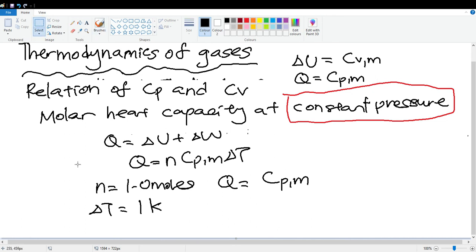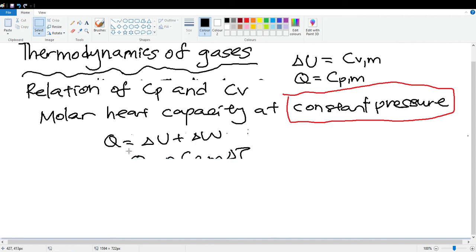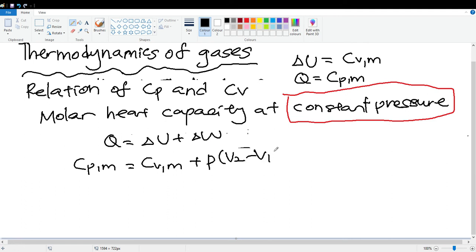Remember, we're still in the condition of constant pressure. I need to erase this one. What we have is Cpm. For this U, we can substitute Cvm into here. I'll explain later why. The work done is the change in work done, which is P(V2 minus V1). This is the work done at constant pressure we discussed in the previous parts.